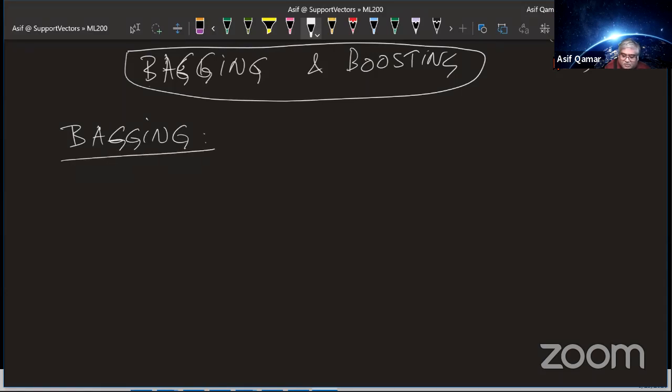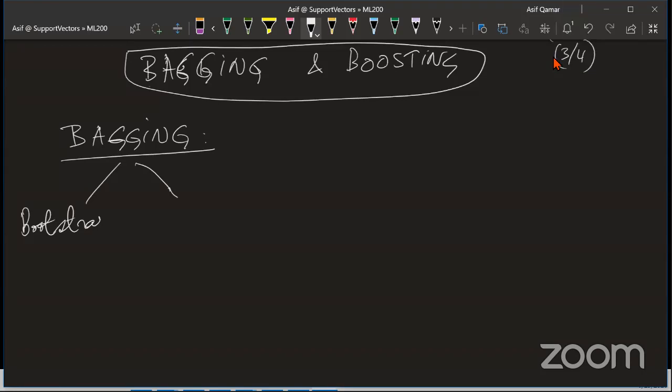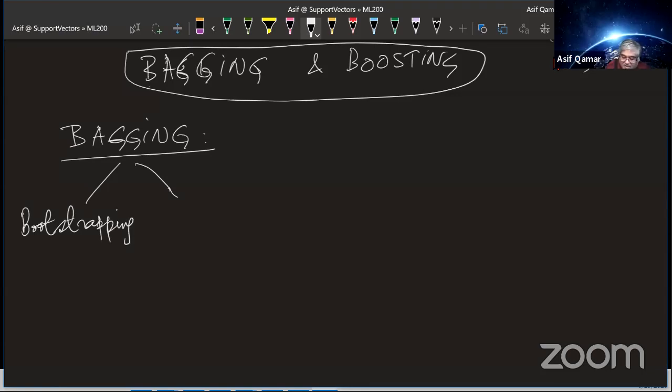right? This word bagging is actually a combination, or what's the word, portmanteau of two words, bootstrapping. Compound. Say that, Kate, again. Compound. Compound, yes. Bootstrapping and aggregation.